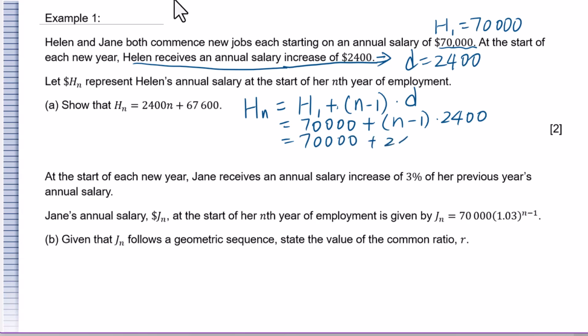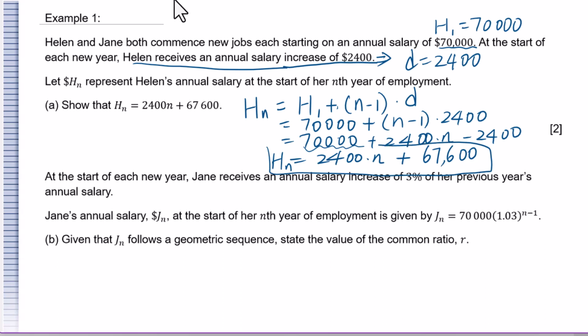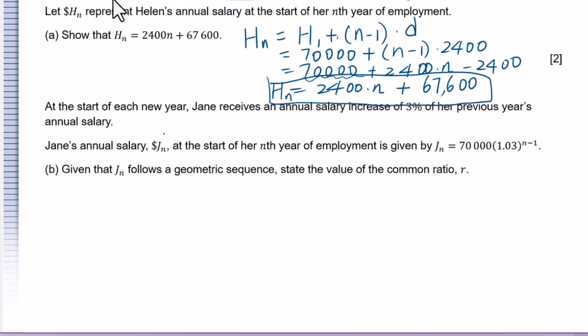$70,000 plus 2,400 times n minus 2,400 equals 2,400 times n plus 70,000 minus 2,400 equals 67,600. So H sub n equals 2,400 times n plus 67,600.